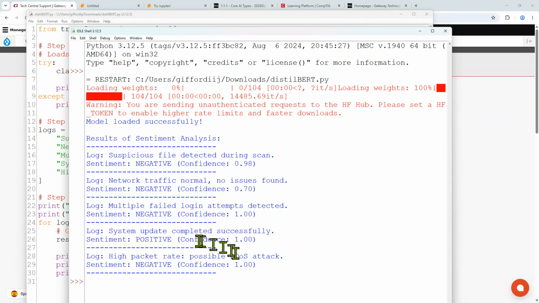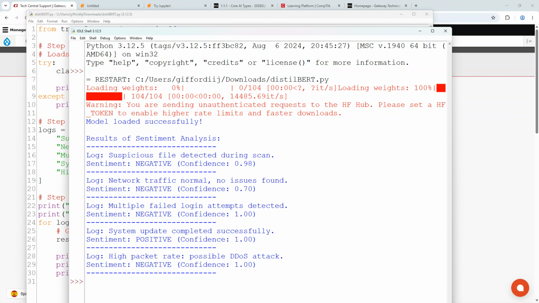Likewise, the next two are very high. System update completed successfully. That gives a positive result, very high confidence, 1.0. Can't get any more confident than that. And then high packet rate, possible DDoS attack, it rates as very high. So you might look at this and say, man, it did pretty good, but it did let something go through the cracks there. Okay, so why is that? Why did it misinterpret something that, to you and me, was more obvious, that hey, that should have been a positive result if network traffic is normal?